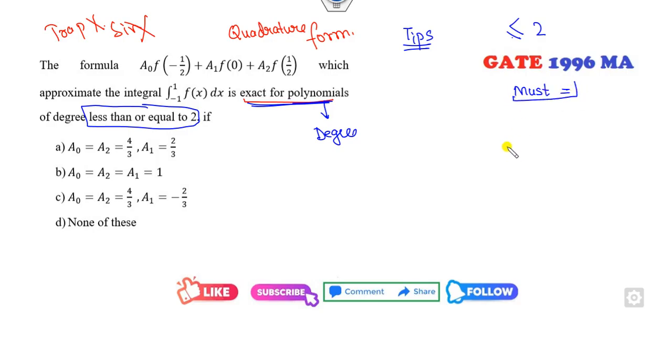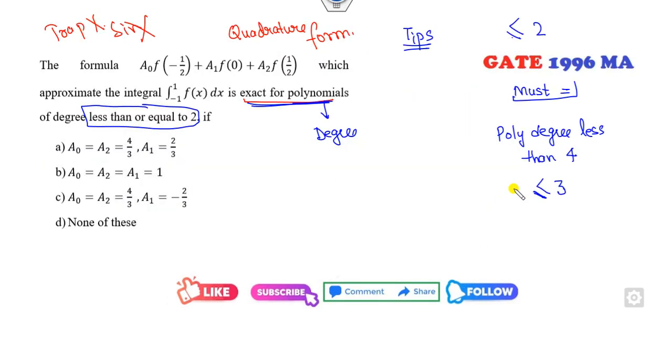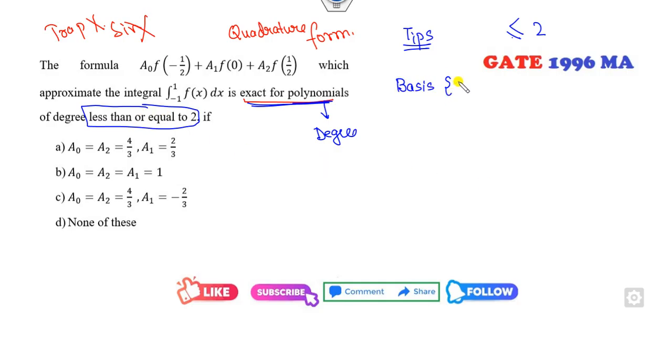Must be equality. If somewhere it's given that polynomial of degree less than 4, does the equality appear? No. So you can write this as less than or equal to 3, so the degree will be 3. Now whenever you find the degree, then you can always take the basis. What is the basis of degree 1? 1 comma x. Degree 2, 1, x, x square and so on. Now in this particular example, what is the degree? 2. So my bases are 1 and x.